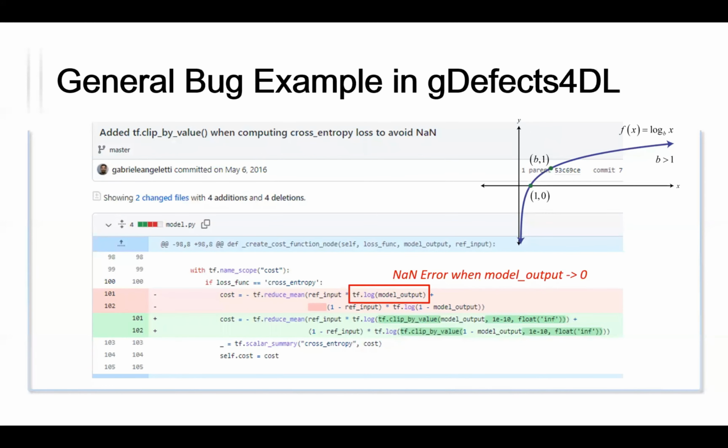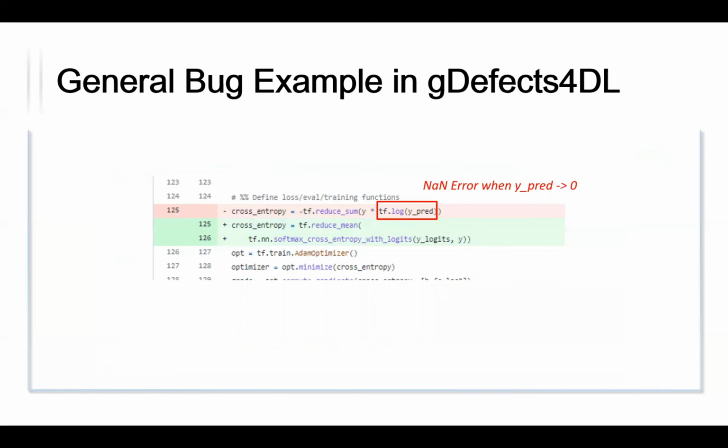Here, we show a general bug example in gDefect4DL, which is a not-a-number bug, providing a very small value to the log function in the TensorFlow framework. It is a common error when we use this function as part of a loss function to train a model. Similarly, in another project, a bug has the same root cause as the previous one. The log function used here can raise a not-a-number error again. gDefect4DL can maintain similar bugs, sharing the same root causes, and allowing software engineering researchers to observe and compare different fix solutions and design their own bug localization and repair techniques.